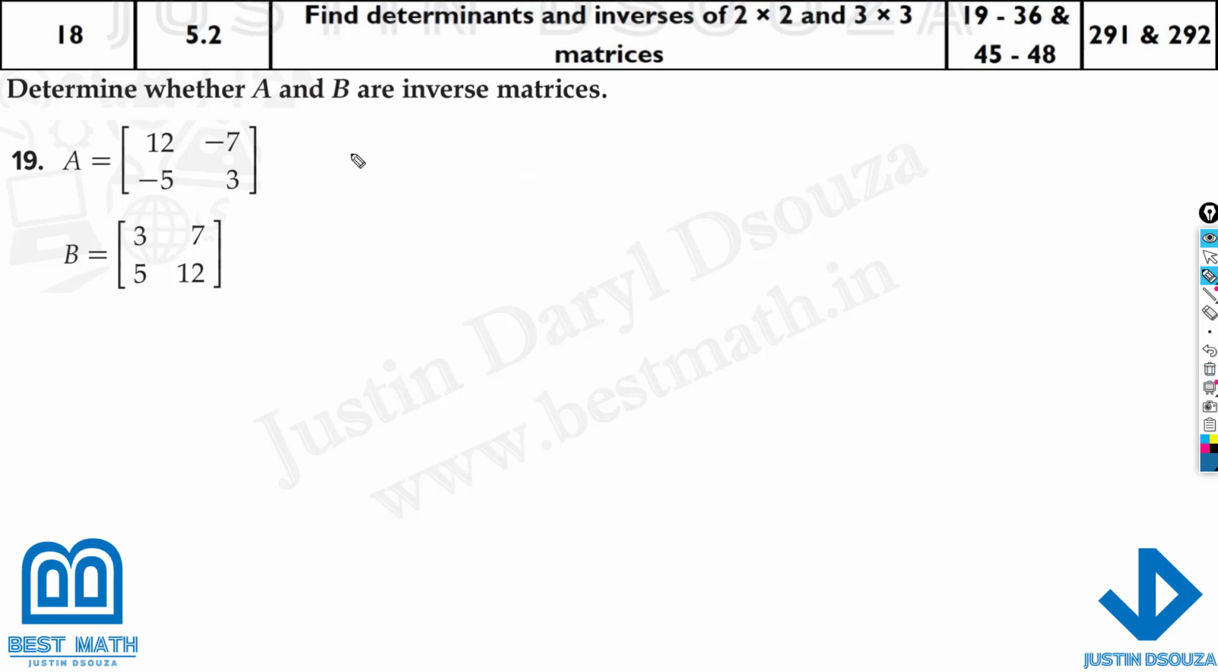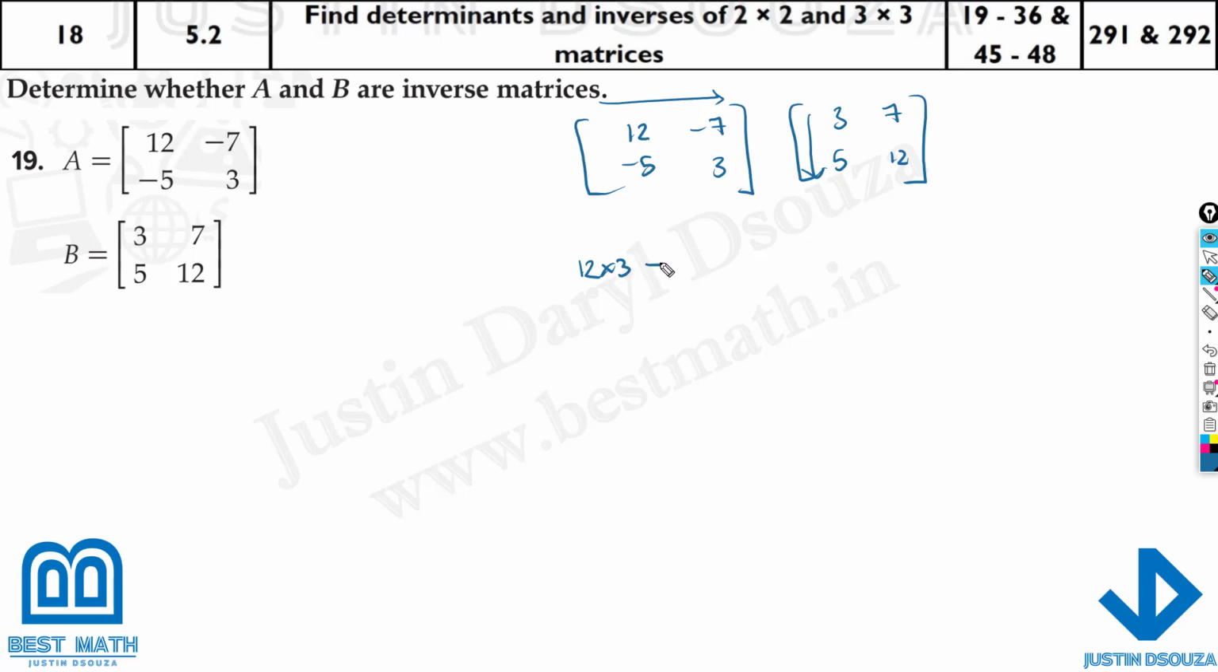Now how do we multiply? Multiplying matrices is easier if you have them side by side. It's 12, minus 7, minus 5, 3 over here, and this is 3, 7, 5, 12. Now what you do is the first row with the first column. So 12 times 3 plus minus 7 times 5. That's the first newly formed entry of the matrix.